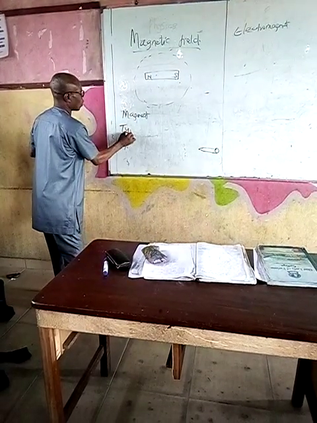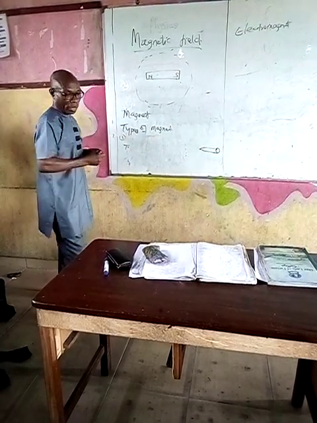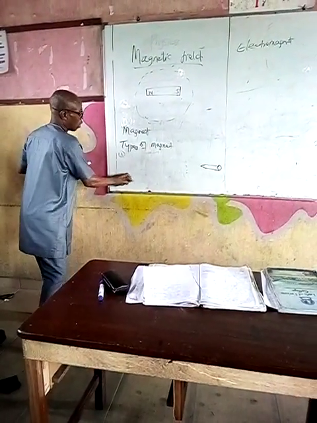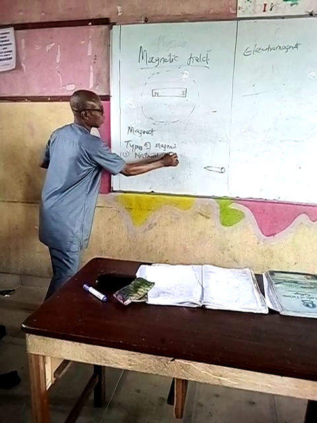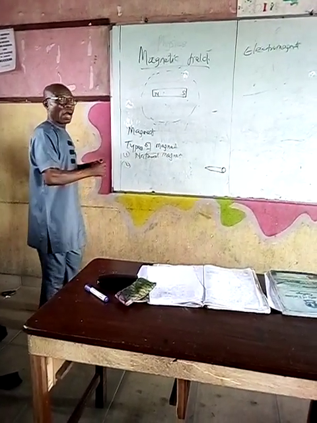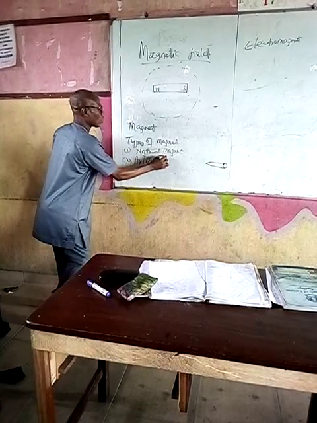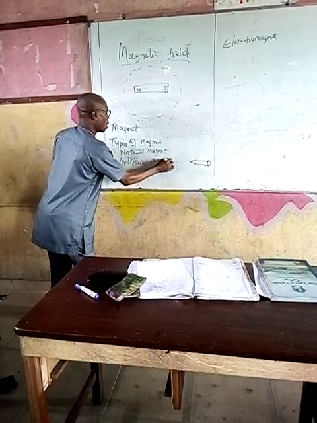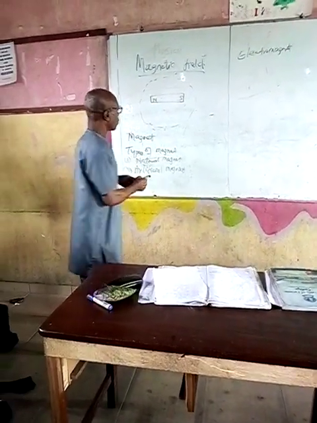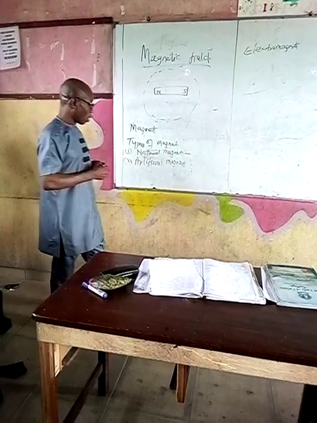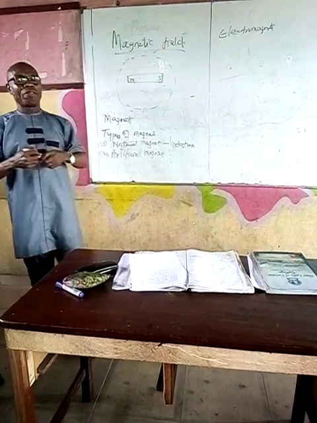Types of magnets. There are different types of magnets. One type is called natural magnets. And another type is called artificial magnets. A natural magnet is obtained from the ground. It is given by nature. Example, lodestone. It is naturally found in the ground.